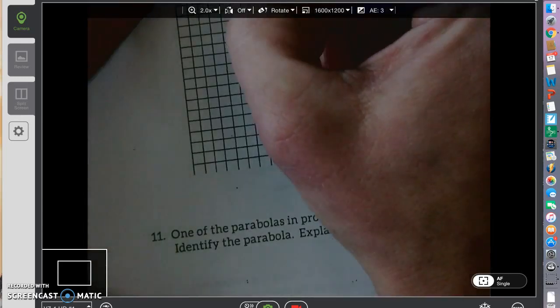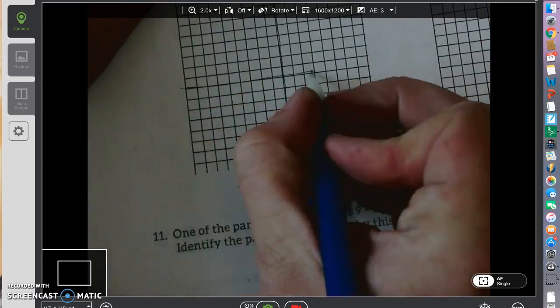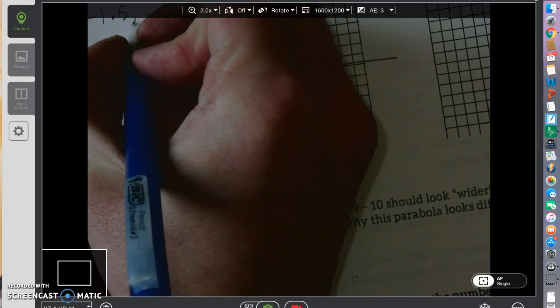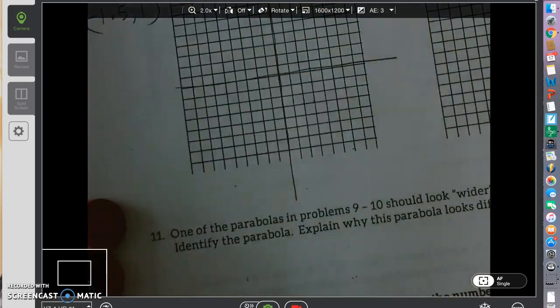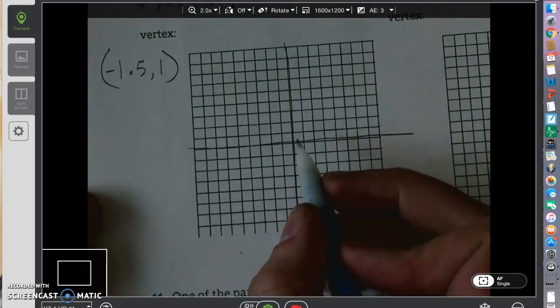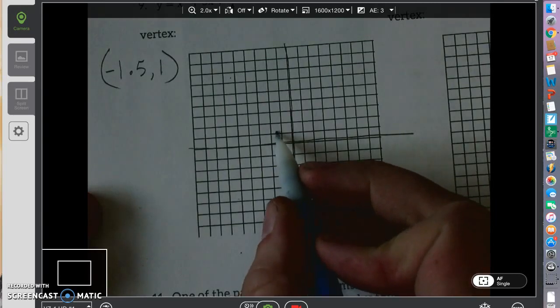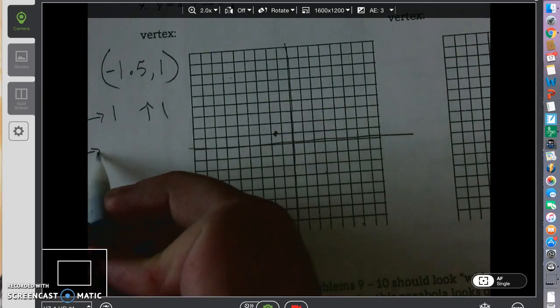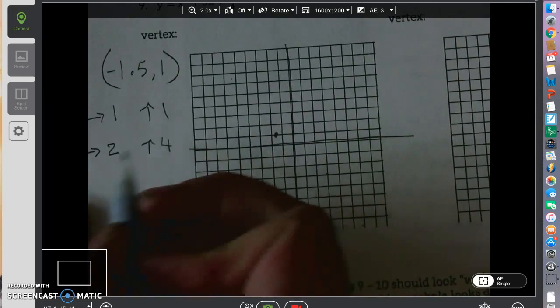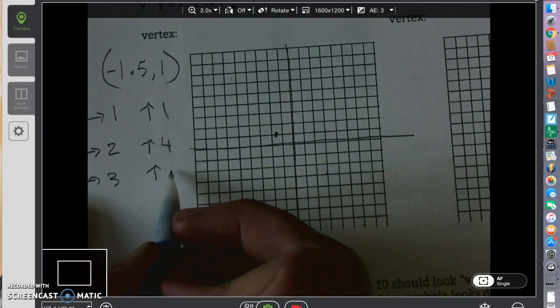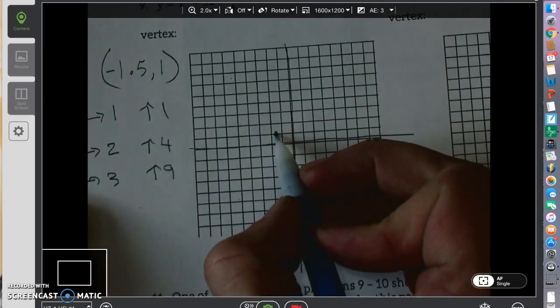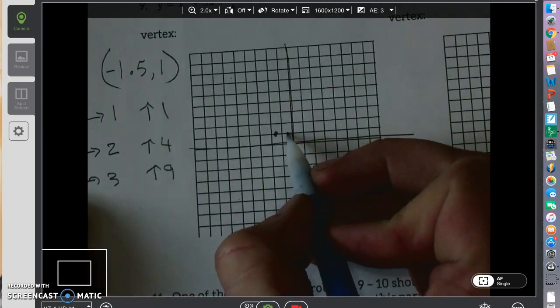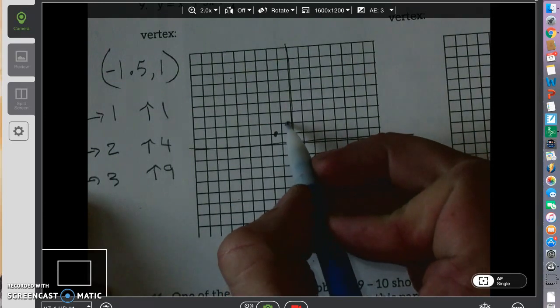So we're going to graph that. My vertex is negative 1.5, comma 1. So I go left 1.5 and I go up 1, that's right here. Again, I do my pattern, over 1, up 1, over 2, up 4, over 3, up 9. So I go from here to the right 1. I'm going to be at like a half now. I go up 1, that's right here.